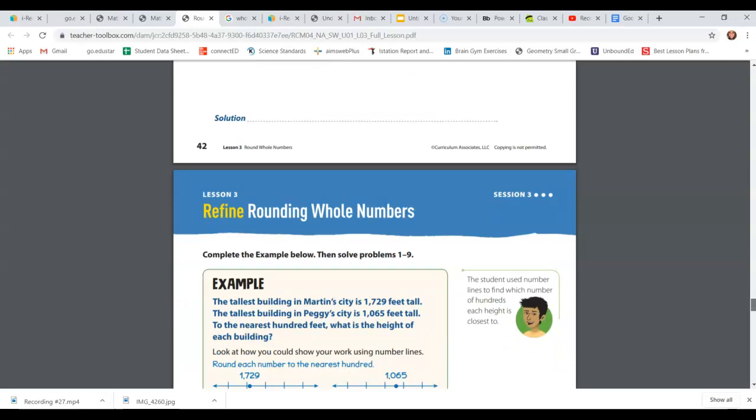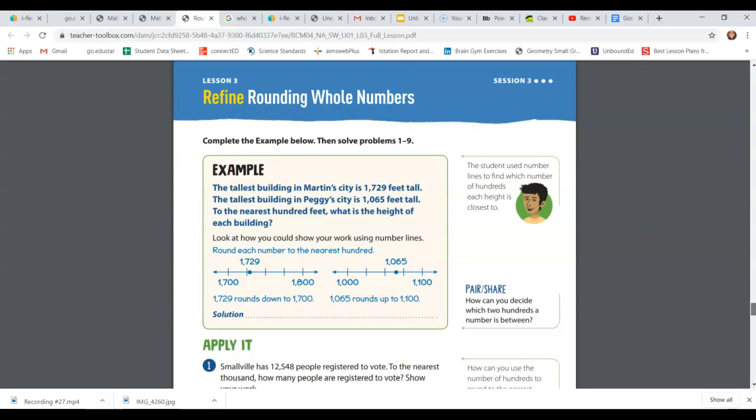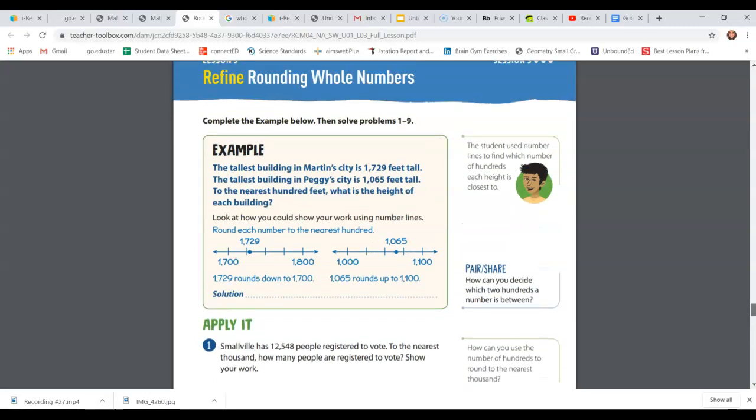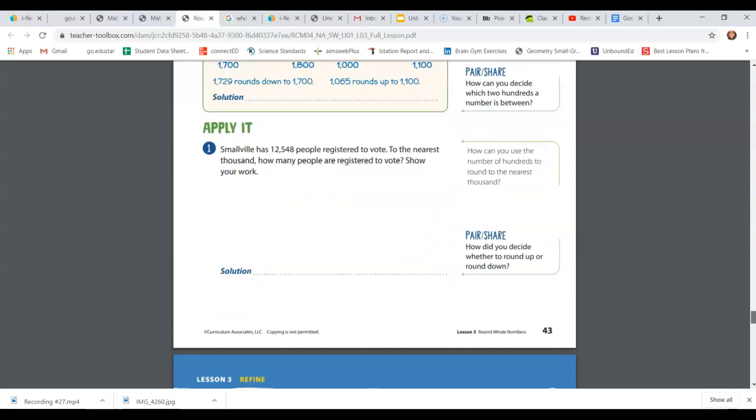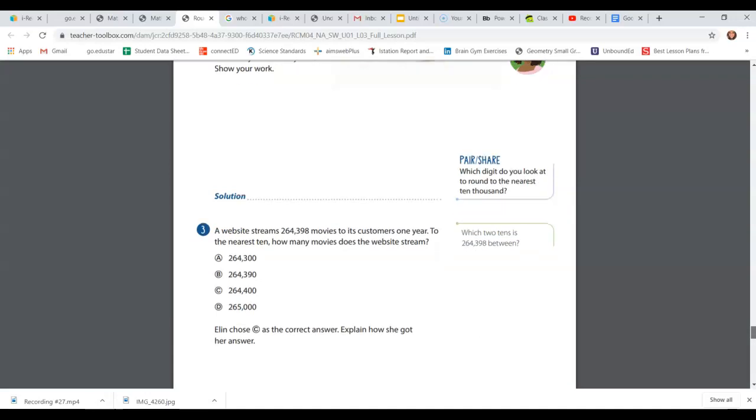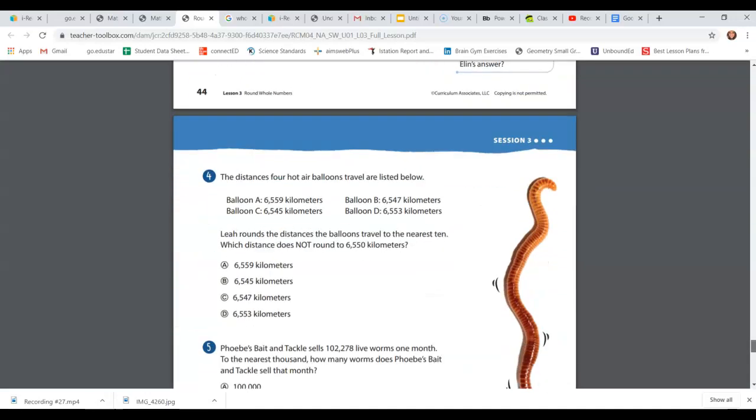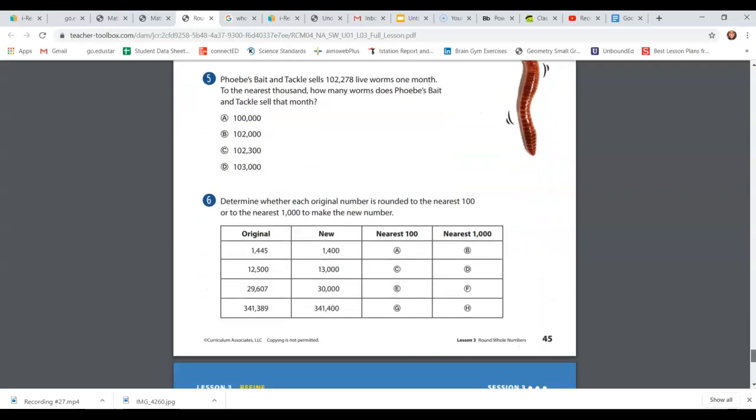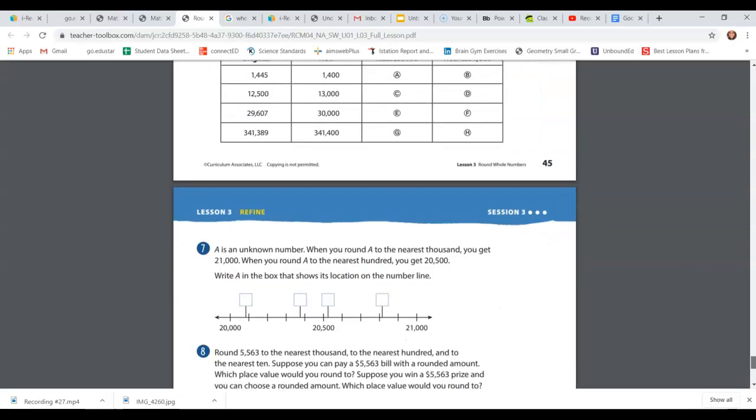And then the last session is refine. This is when they're really going to be working on their own and applying those skills that they've learned. So they give an example and then they ask them to apply that knowledge. Usually there's about 8 or 9 questions. After the apply it session, they will have a quiz. And those quizzes have proved to really have the kids dig deep into that mathematical logic.